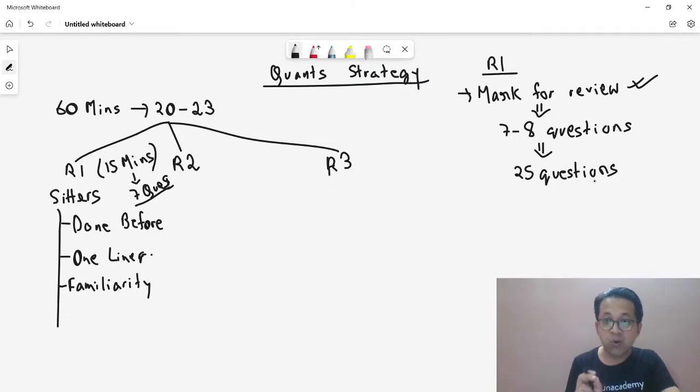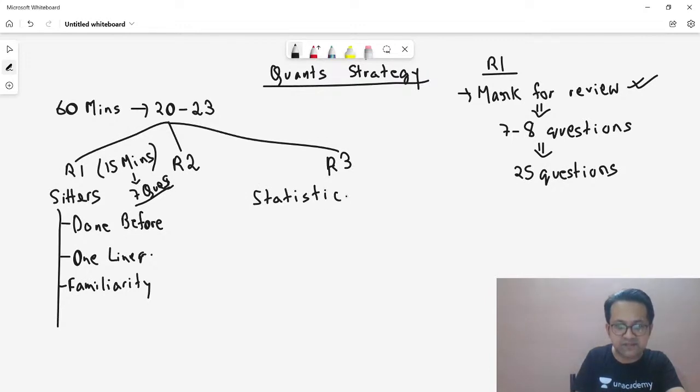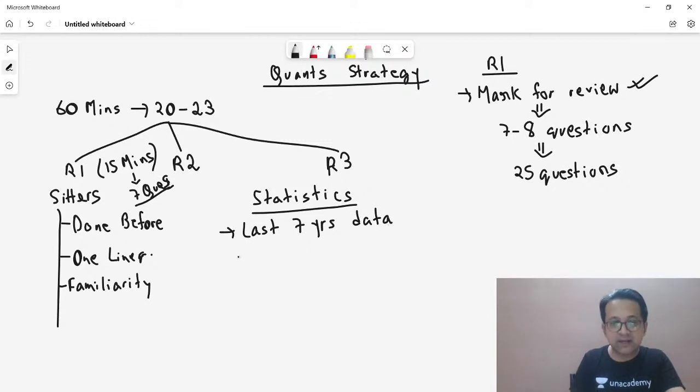One thing is definitely worth mentioning here. Let me share some statistics with you. If you look at the last 7 years data, the cutoff for quants has always been in the 50 to 55% of the net score. Correct? 50 to 55% of the net score.